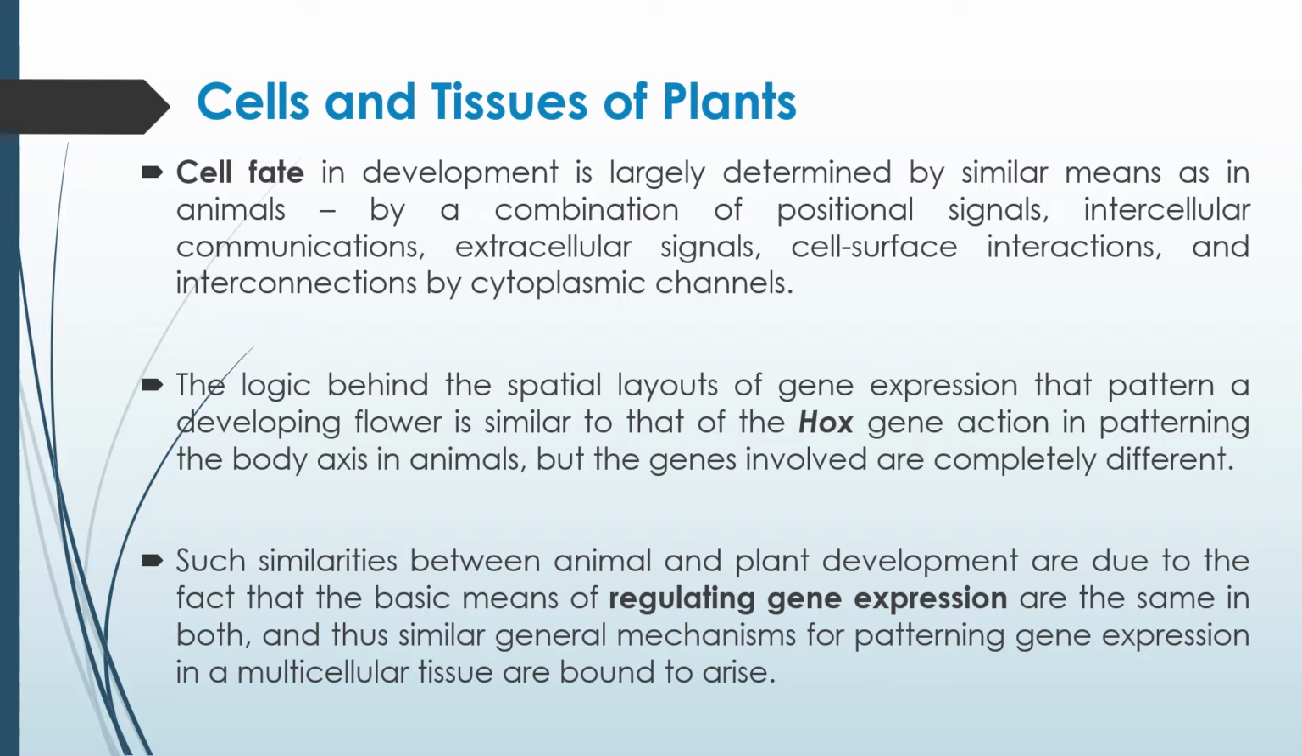So the logic behind the spatial layouts of gene expression that pattern a developing flower is similar to that of the Hox gene action in patterning the body axis in animals, but the genes involved are completely different. So again, if there are similarities when it comes to cell fates and signals, there is a complete difference when it comes to the expression of genes in plants, and of course the different hormones that are being used for signals. Such similarities between animal and plant development are due to the fact that the basic means of regulating gene expression are the same in both, and thus similar general mechanisms for patterning gene expression in a multicellular tissue are bound to arise. Okay?